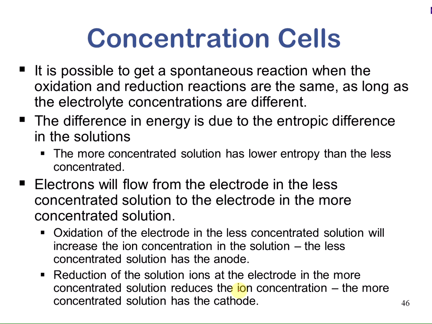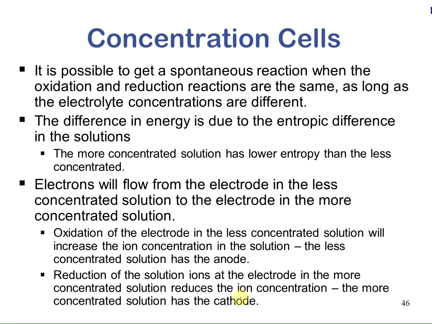The electrons will flow from the electrode in the less concentrated solution to the electrode in the more concentrated solution. So oxidation of the electrode in the less concentrated solution will increase the ion concentration in the solution. The less concentrated solution has the anode. And then reduction of the solution ions at the electrode in the more concentrated solution reduces the ion concentration. So that means the more concentrated solution is at the cathode.